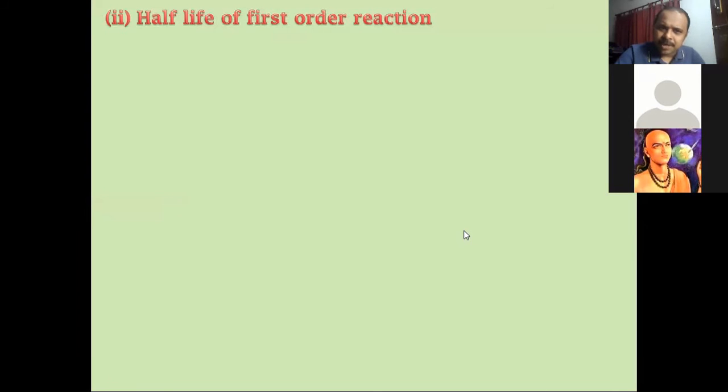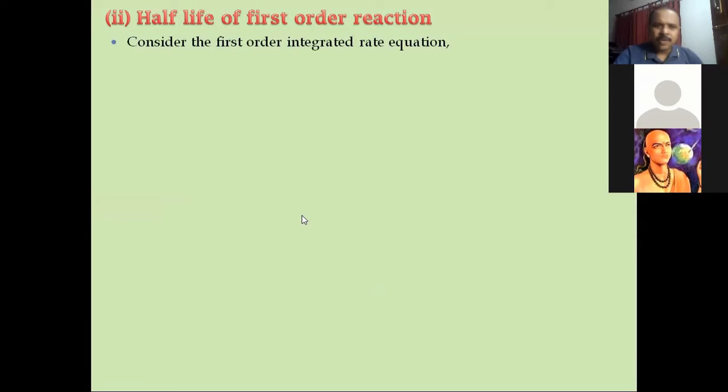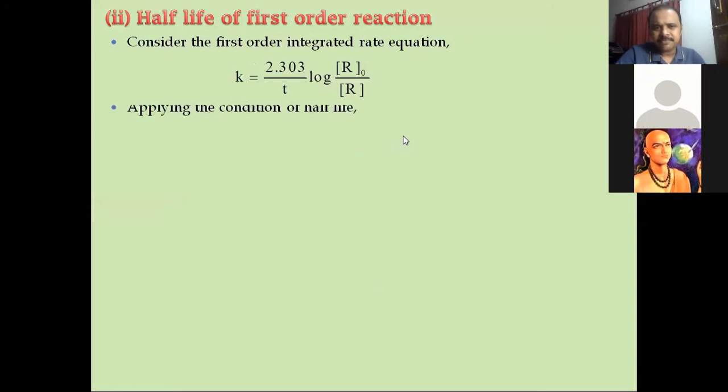Now we are going to get the expression for half-life of a first order reaction. Again, we'll consider the first order integrated rate equation, k equal to 2.303 by t log R naught by R. We incorporate the conditions of half-life. Time spent is exactly t half. Remaining concentration is half of the initial concentration. Substitute there.